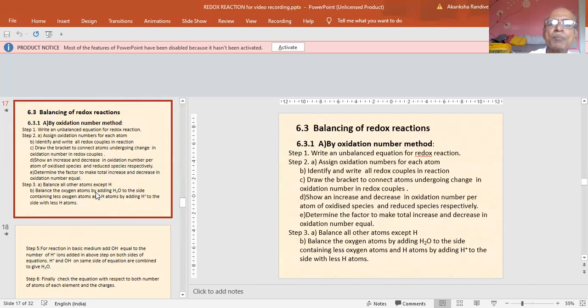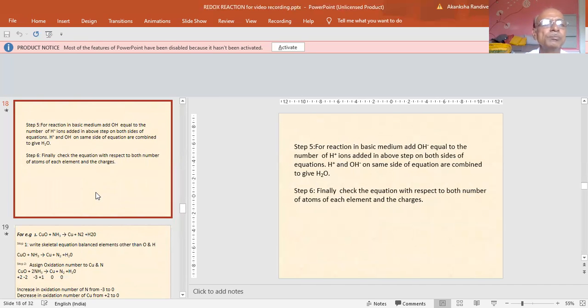And the next step is for the reaction in basic medium, add OH equal to the number of hydrogen atoms. जर रिएक्शन बेसिक मीडियम मध्ये असेल तर add OH minus ions equal to the number of hydrogen ions added in above step on both sides of equations. And then hydrogen, that is H plus ion, and OH minus ions on same side of equation are combined to give the H2O.